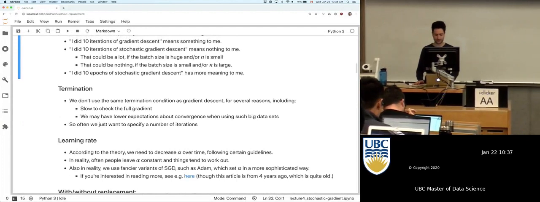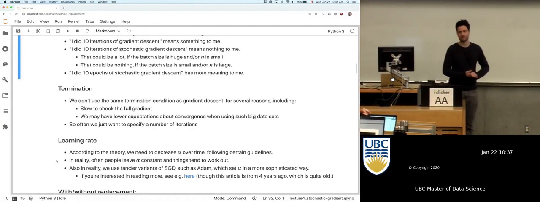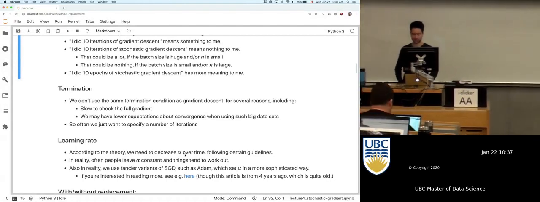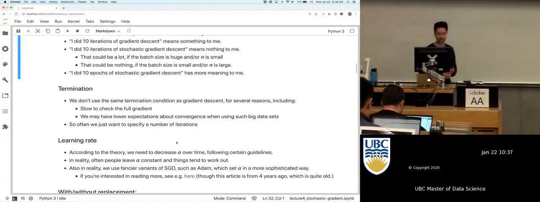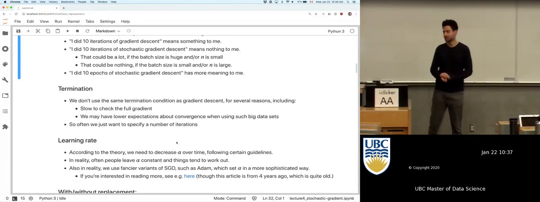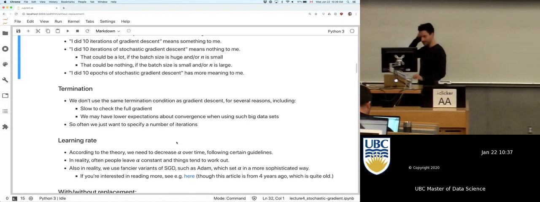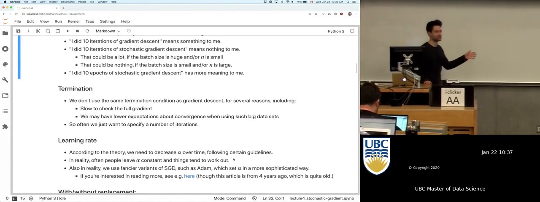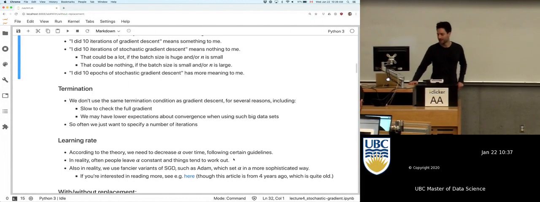Learning rate. So according to the theory of stochastic gradient, you're supposed to decrease alpha over time. So we talked about alpha before. This controls the size of the step. In reality, people don't necessarily always do that, and things may end up just being fine.